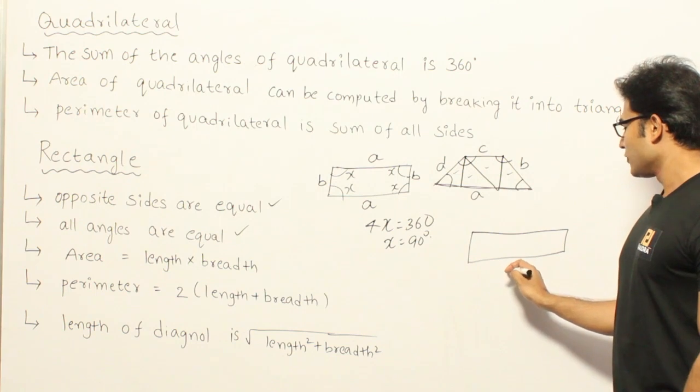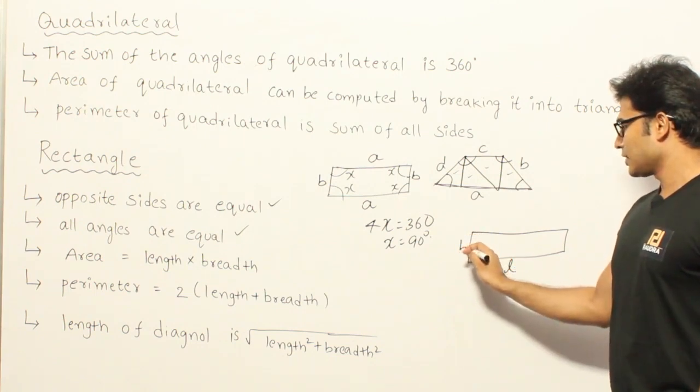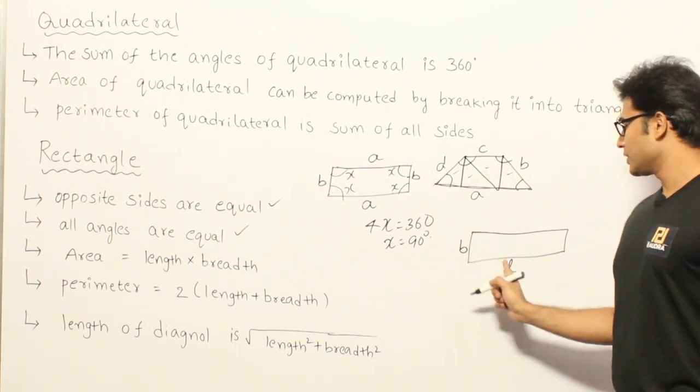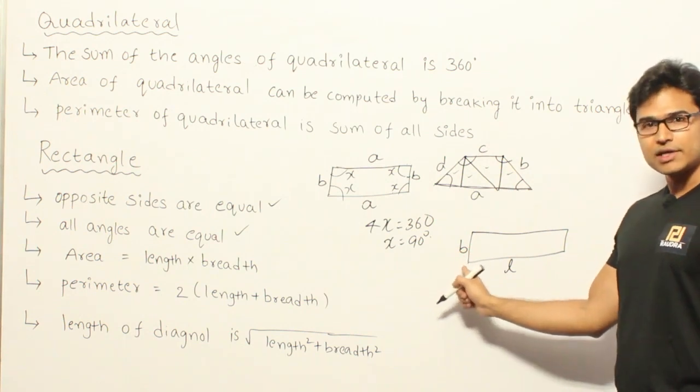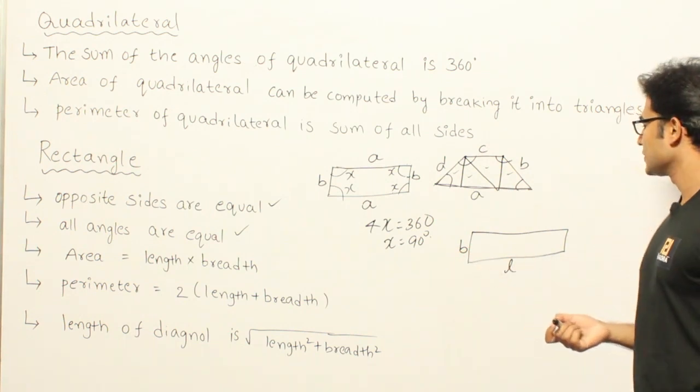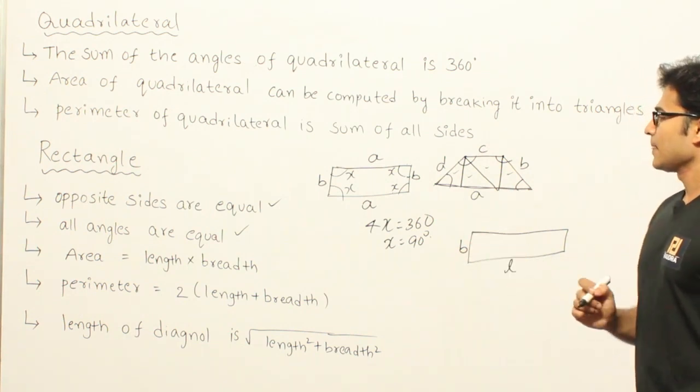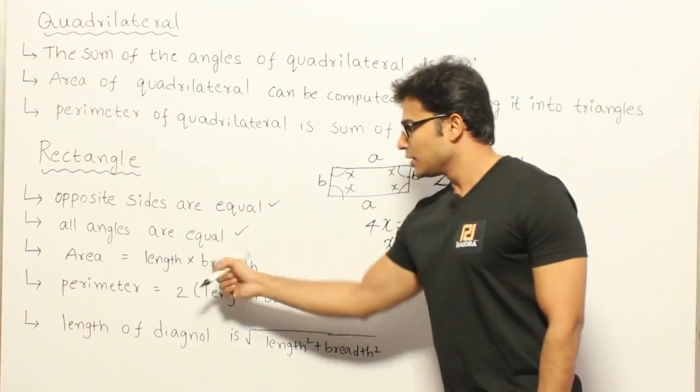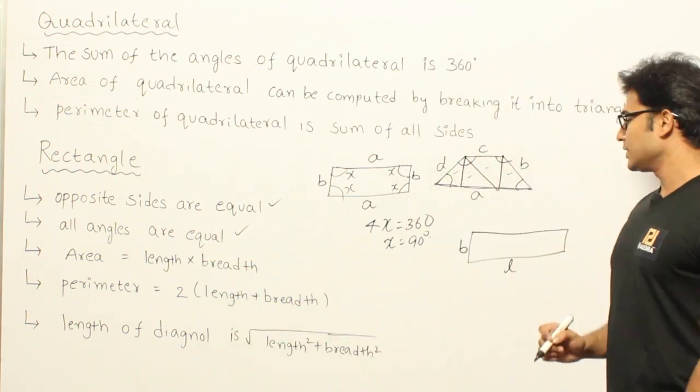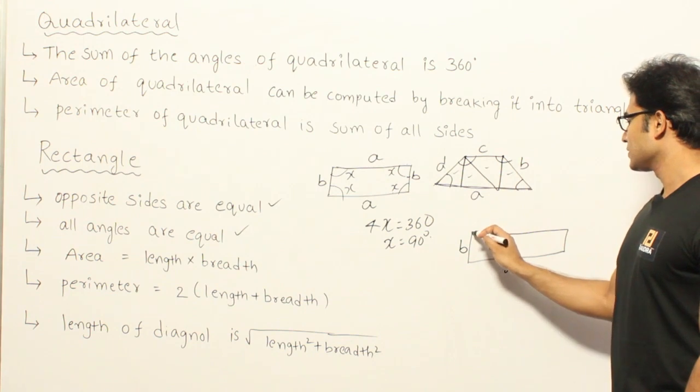But anyway, you can go with any other conventions, right? It doesn't matter much. Either you can assume this one is B, this one is L, but this is a convention. So let's go by conventions. Length and breadth. And now area is equal to length into breadth.